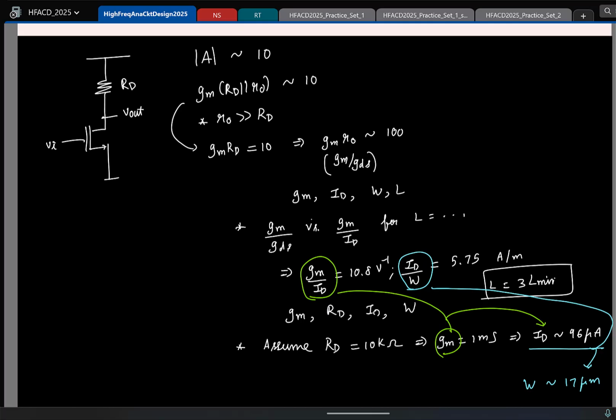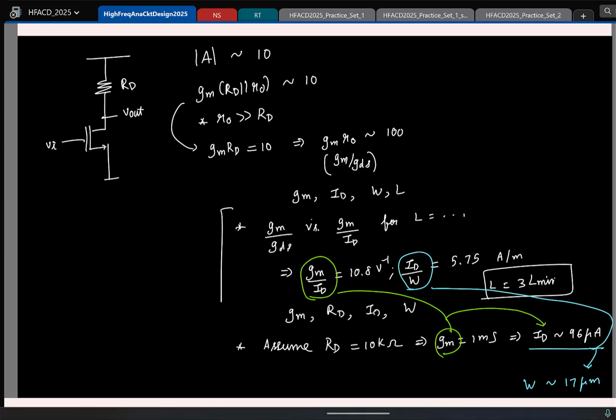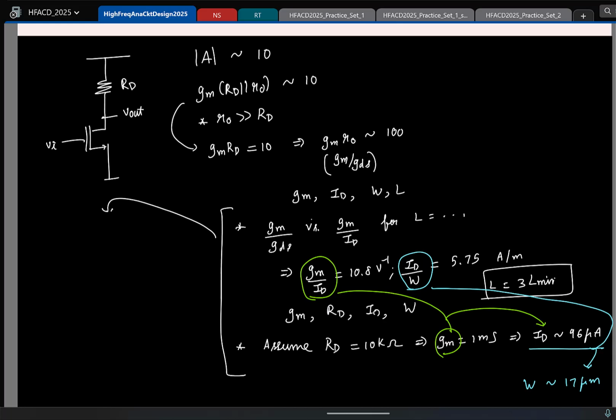So this way the design is over, but once you do this design, you have to make sure that the transistor is nicely in saturation. That is something to always check. So after designing for small signal, you verify the operating point is fine. Verify if it is in saturation and in strong inversion.